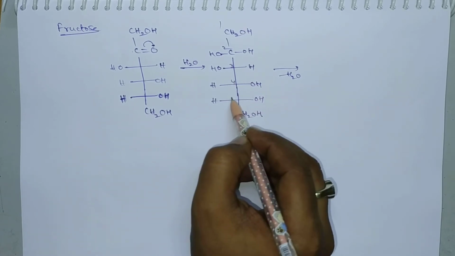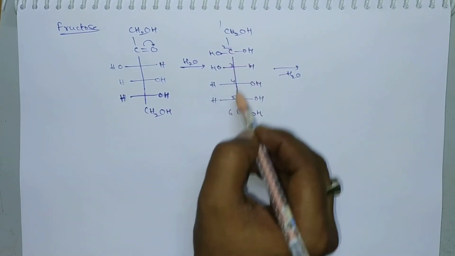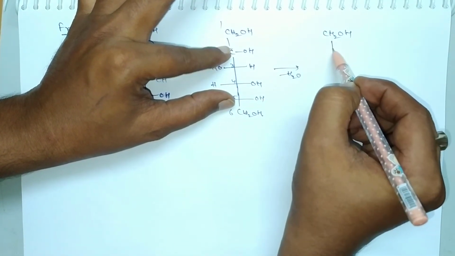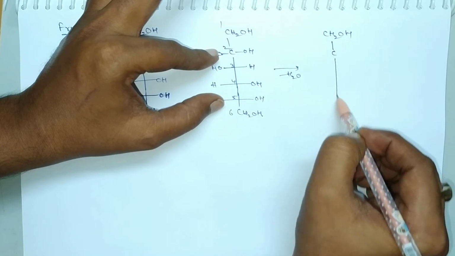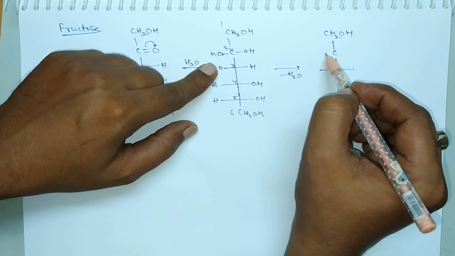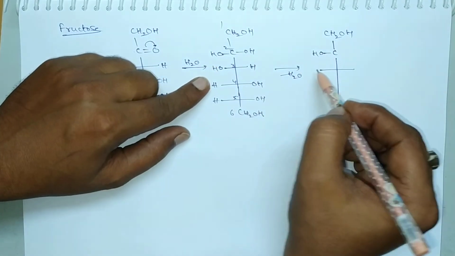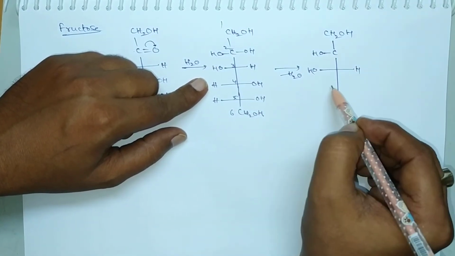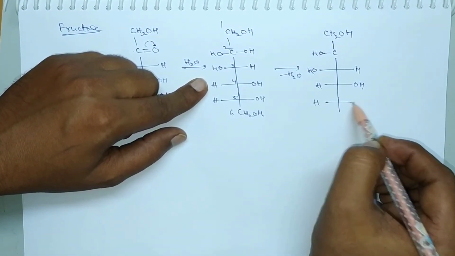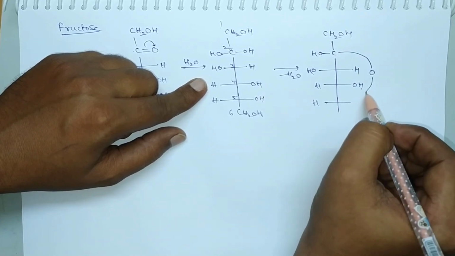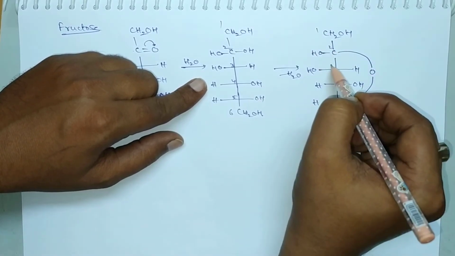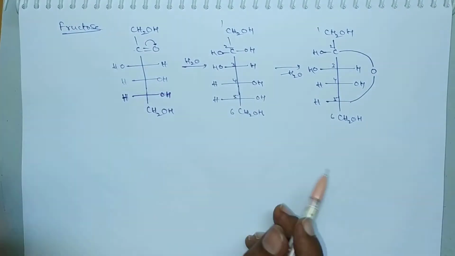second carbon to fifth carbon. From second and fifth carbon we have to remove the water. So then we get CH2OH and C. Here one OH is present at the left hand side, OH, H, H and OH. So from this we have to remove water, so it will be like this, and CH2OH, 1, 2, 3, 4, 5, 6 carbons.